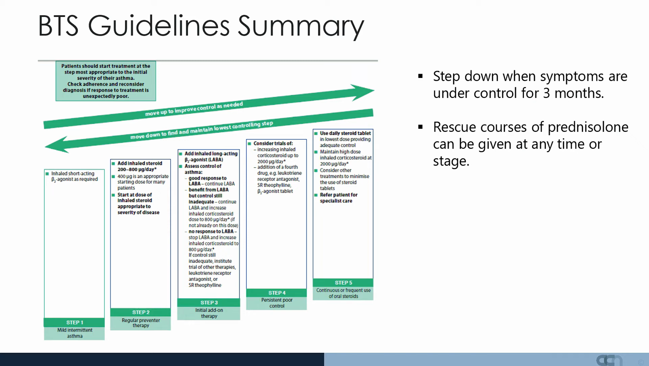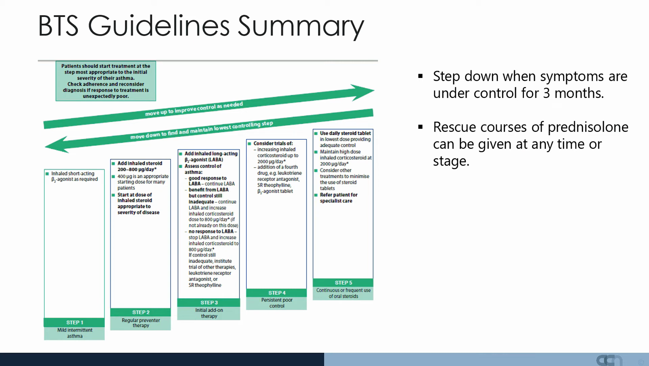A LABA is introduced, the long-acting beta agonist, and if there's a good response, the LABA is continued, but if there's an inadequate response, then the inhaled corticosteroid is increased, and if there's no response to the LABA, it is stopped, the corticosteroid is increased, and other therapies such as leukotriene receptor antagonists are introduced, or theophylline.